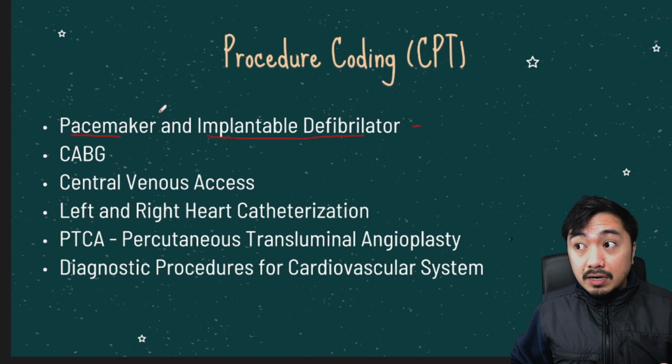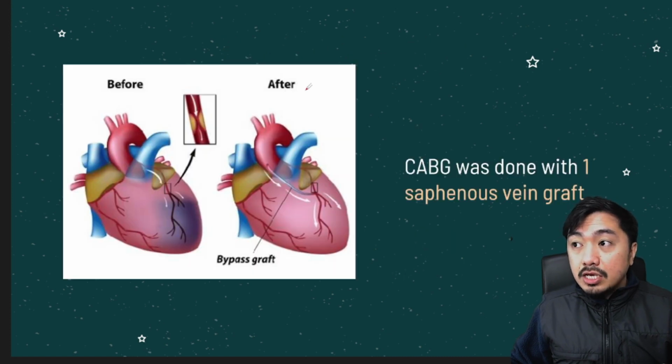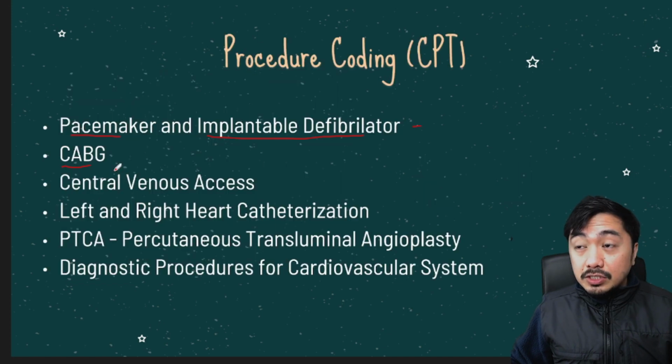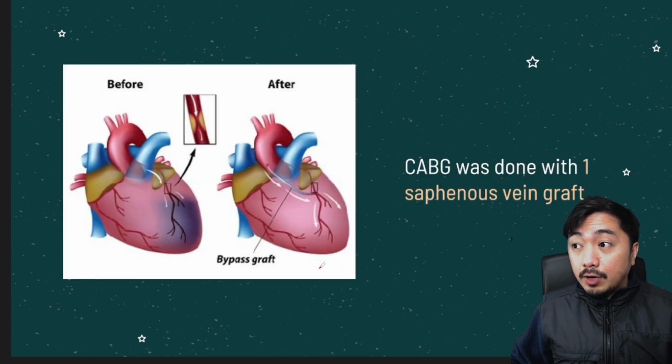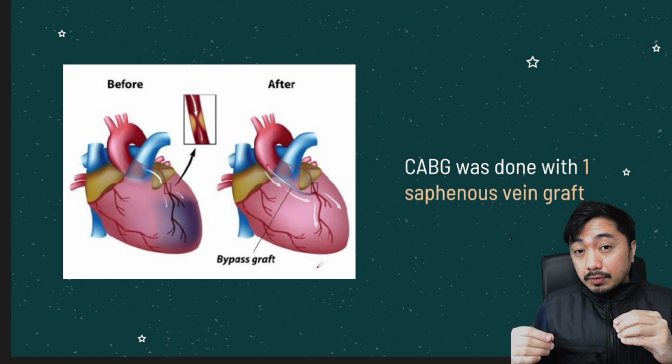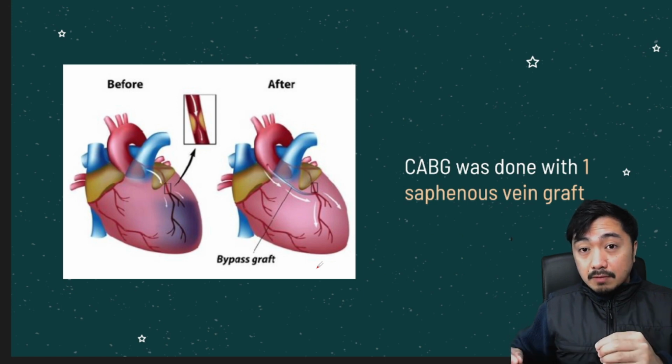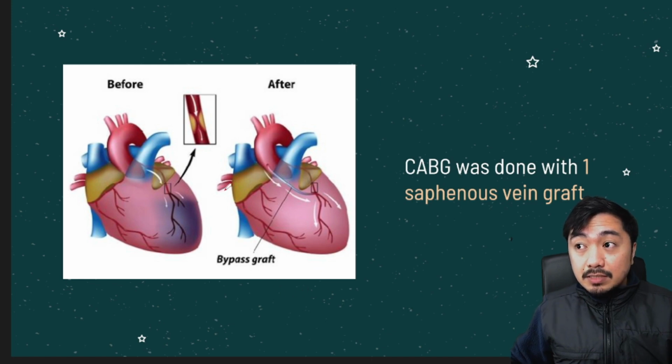These two are different devices, okay? And then for the concept of CABG, guys, you have to check how many veins or arteries were procured or harvested to be used for CABG. CABG is coronary arterial bypass graft, wherein they will take out or procure an artery or vein from the patient and attach it towards the diseased part or the damaged part of the coronary vessel.